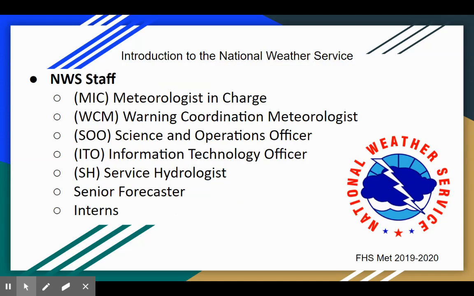Okay, so here's how the staff is made up in each of those 122 offices. There's a meteorologist in charge. There's a warning coordination meteorologist, the science and operations officer, the technology officer, the service hydrologist, the senior forecaster, and then even interns that work within the building. And usually these National Weather Service offices are pretty open to the public. So if you would like to take a tour of the building, you could contact them.